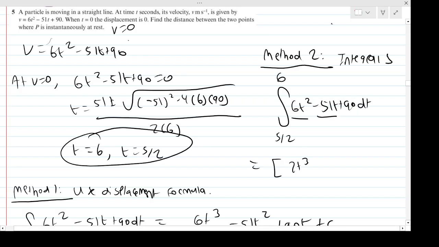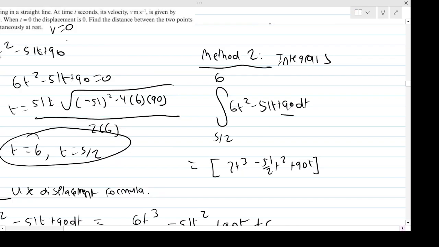And then minus 51t will go to minus 51 over 2t squared, and then 90t, okay? And then we don't need the plus c because it's definite integration. It will go away anyway. Again, we should be comfortable with that from normal maths integration. So this is definite integration now with limits, with numbers involved. And again, it's between 6 and 5 over 2.